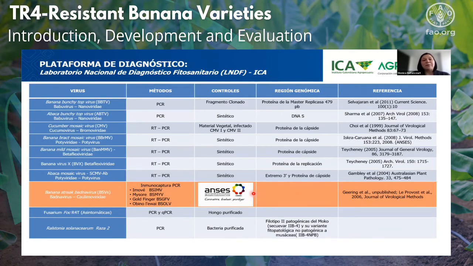Desarrollamos con el ICA toda una plataforma de diagnóstico con 10 patógenos, orientados principalmente a virus, pero como les dije, también quisimos ampliar nuestro riesgo y tener en cuenta en este caso Fusarium y Rastrojo, para evitar cualquier tipo de problema en la cuarentena.